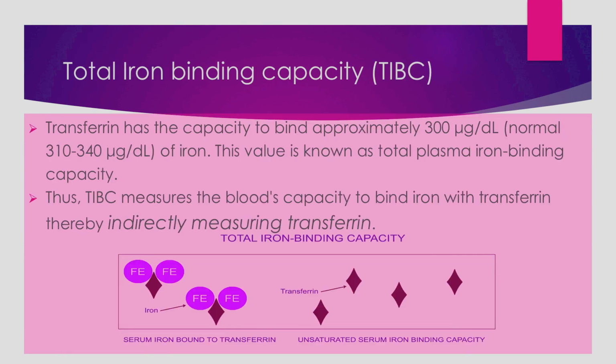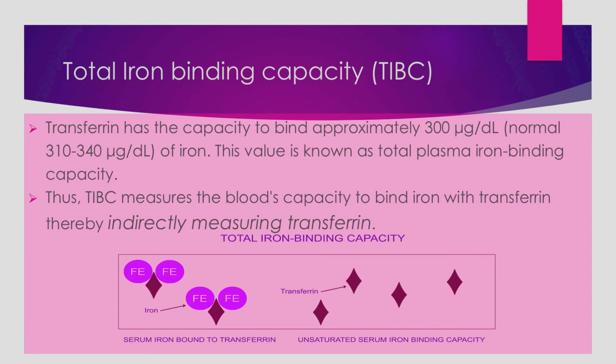Now what is this total iron binding capacity? It is another test. This total iron binding capacity is the transferrin. The transferrin protein, which is produced by the liver and carries iron, has the capacity to bind approximately 300 microgram per deciliter of iron. This value is known as total plasma iron binding capacity. So basically this TIBC is the blood's capacity to bind iron with transferrin, so it is an indirect measurement of transferrin protein in the body.